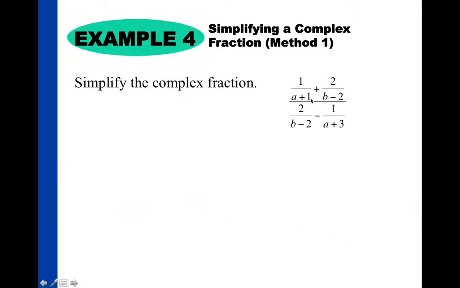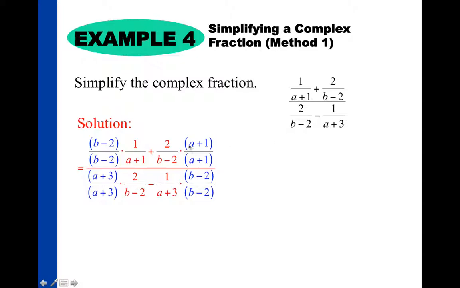Okay, again here, common denominator. So the common denominator of this is both together. So this side's missing a b minus 2, and this side here is missing an a plus 1. Down here, same thing. Common denominator is going to be these together. So this side's missing an a plus 3, this side's missing a b minus 2. So it looks like that.